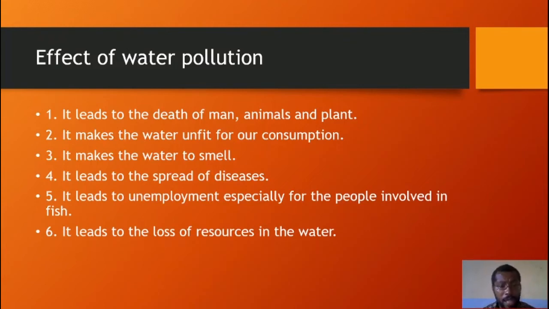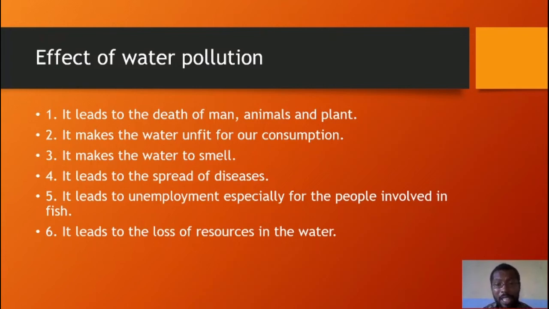Now, number four, it leads to the spread of diseases. If you consume such water, there's a high tendency that you might have cholera. So it leads to the spread of diseases.